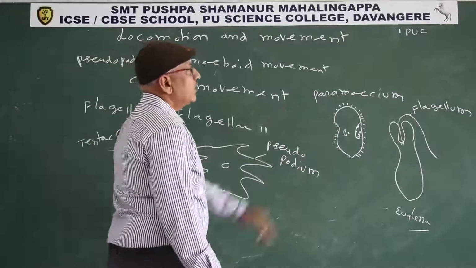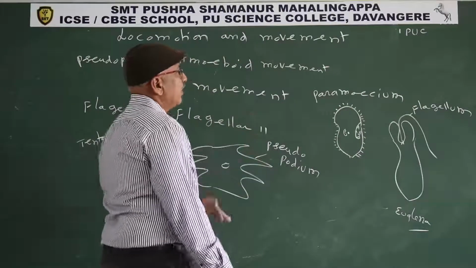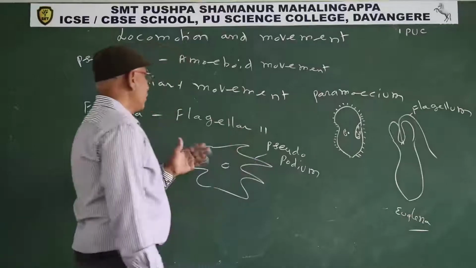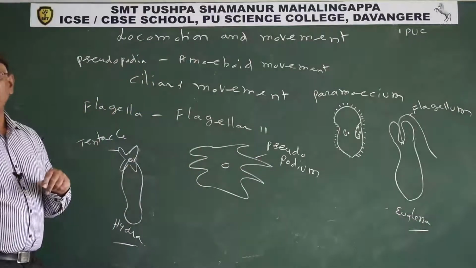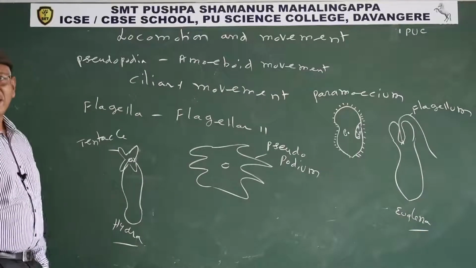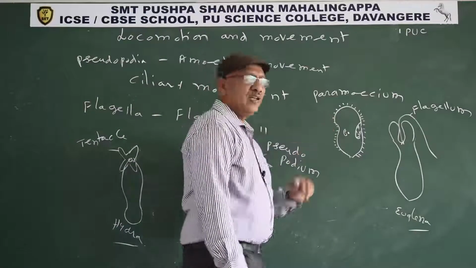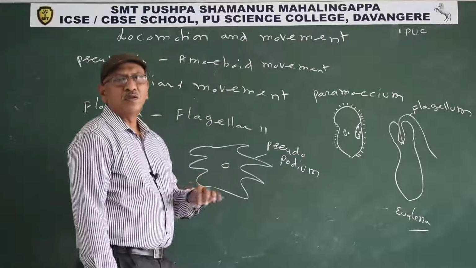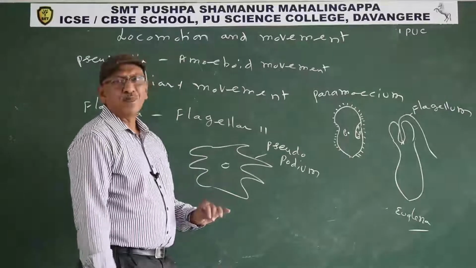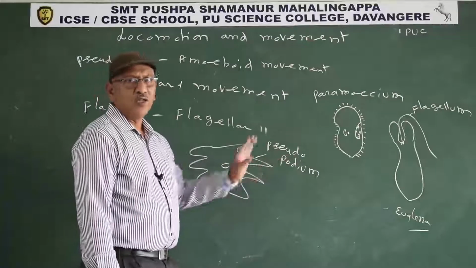So these are the various locomotory organelles and organs. Cilia in paramecium, flagella in euglena, pseudopodia in amoeba, tentacles for example in hydra. Tentacles, pseudopodia, and cilia perform both locomotion and food capture. Flagella help only in locomotion.